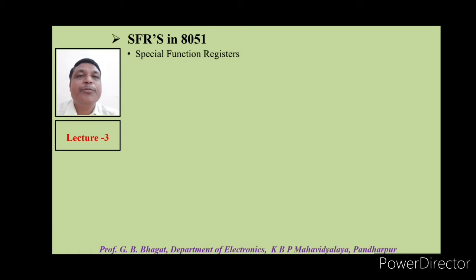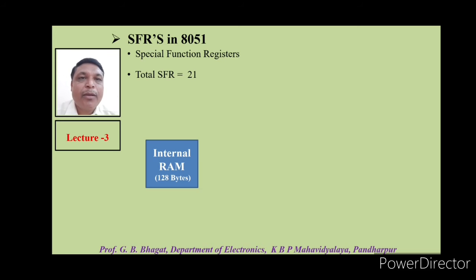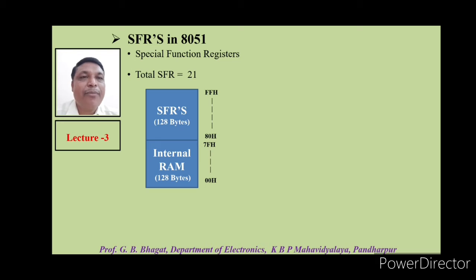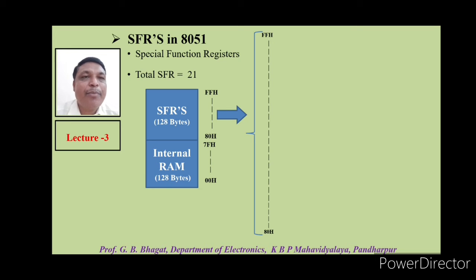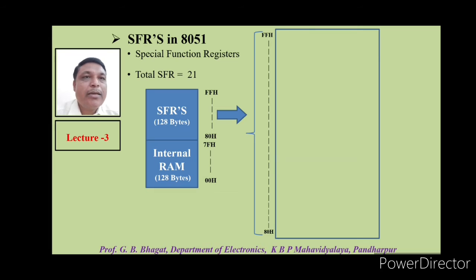Next, let us see SFRs in 8051. SFR means the special function registers. There are a total of 21 SFRs in this 8051 microcontroller. As we saw in the previous slide, there are 128 bytes of RAM. Above these 128 bytes, there is another block of SFRs ranging from address 80 to FF. Let us see the SFRs in detail.